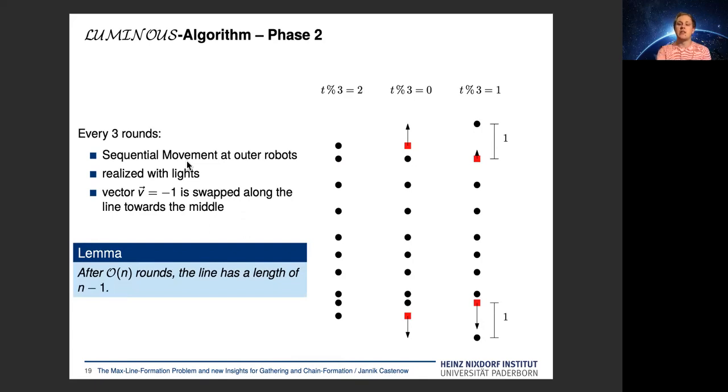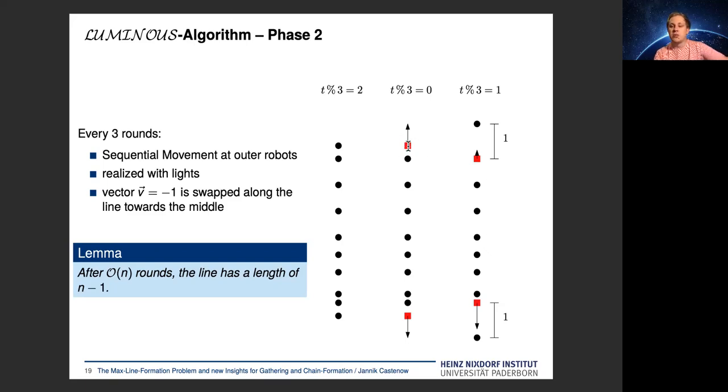And the idea is to start a sequential movement every 3 rounds. Every 3 rounds can be counted with a simple counter. So every robot counts 0, 1, 2, 0, 1, 2, 0, 1, 2. This can be done with a constant number of colors in the light of each robot. Then whenever the light is currently 2, in the next round, this robot will have an active light. So in this round, the robot will activate its light such that it observes in the next round that itself has this light. And only robots having such a light will move.